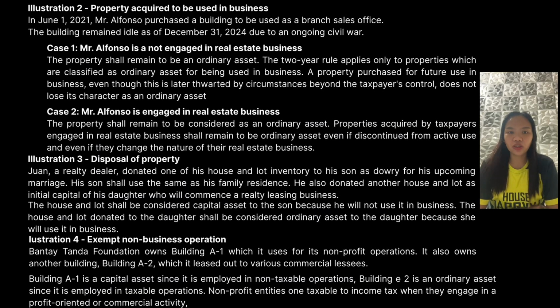Illustrations. The text includes illustrations demonstrating how these rules apply in various scenarios involving property previously used in business, property acquired for business use, disposal of property, and exempt non-business operations. These examples help clarify the application of the rules in practice. In essence, this section provides a detailed guide to asset classification, emphasizing the importance of considering both the asset's nature and the taxpayer's business activities when determining its tax status. The rules are complex and require careful consideration to ensure accurate tax reporting.